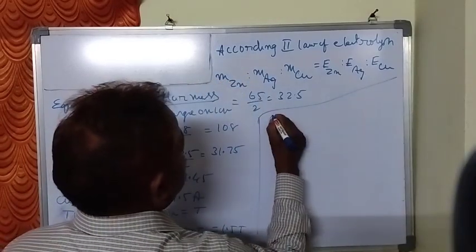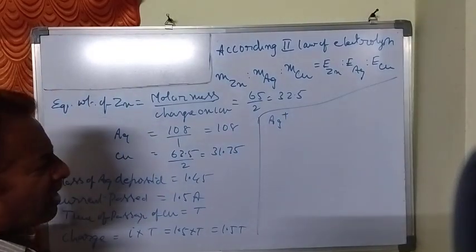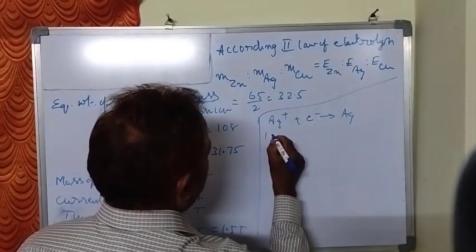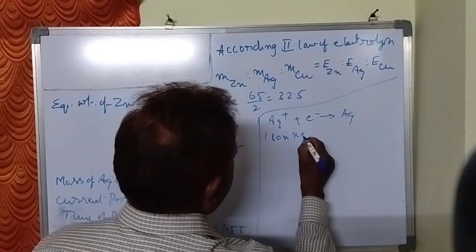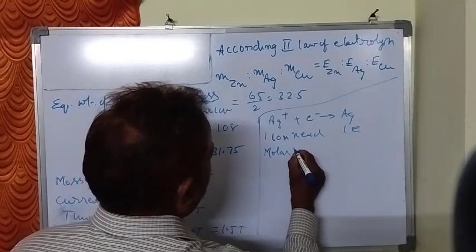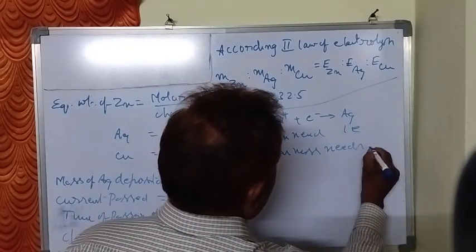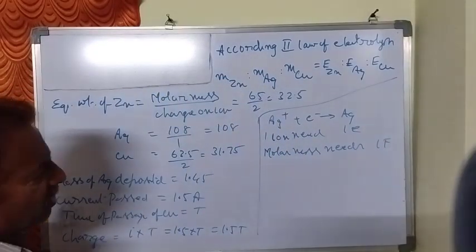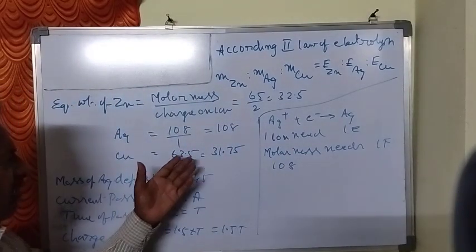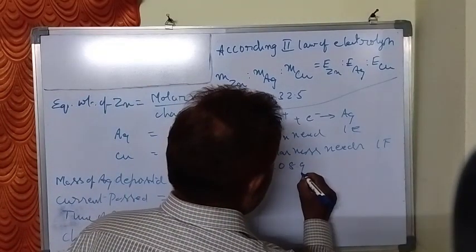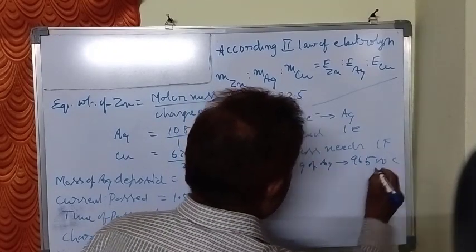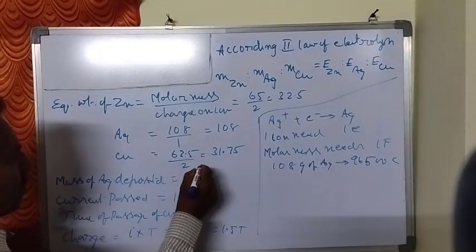Here silver ion takes 1 electron and reduces to silver metal. So one ion needs 1 electron. Molar mass needs 1 Faraday. Molar mass of silver means 108. Equivalent weight, here for silver, equivalent weight and molar mass both are same. So 108 grams of silver needs 96,500 coulombs.